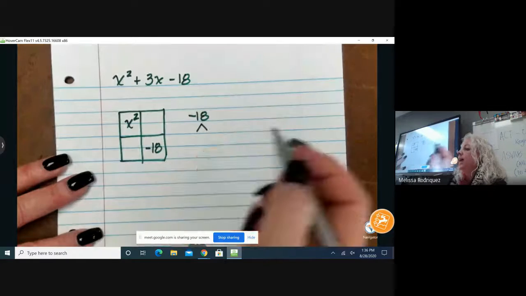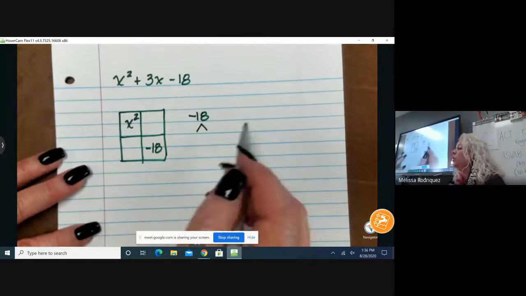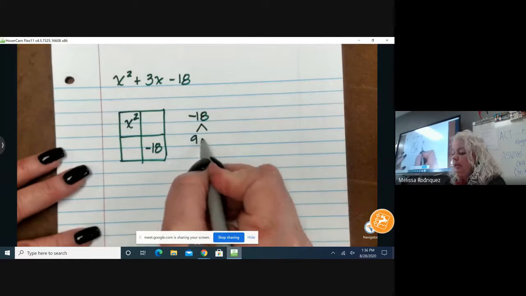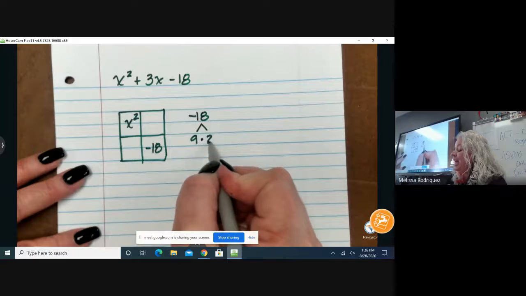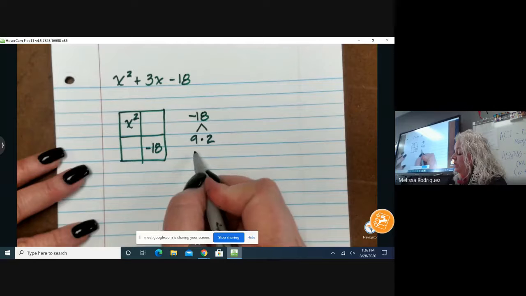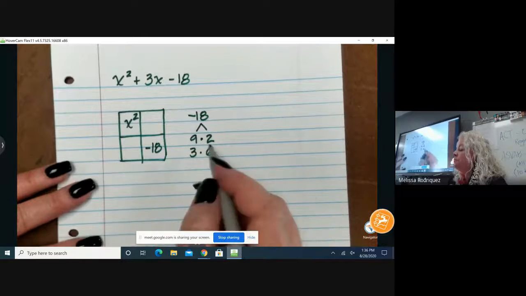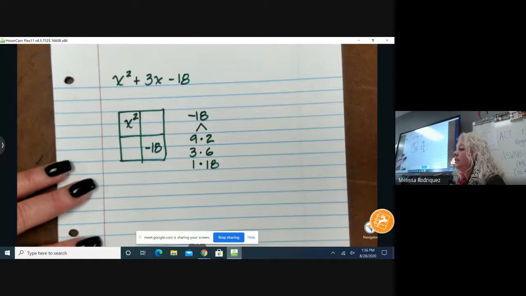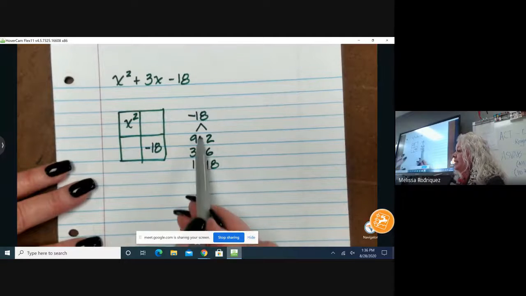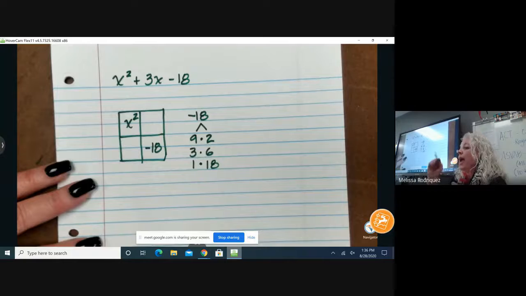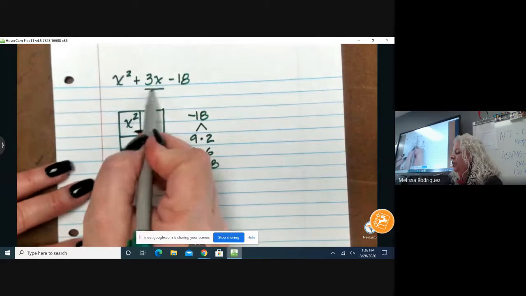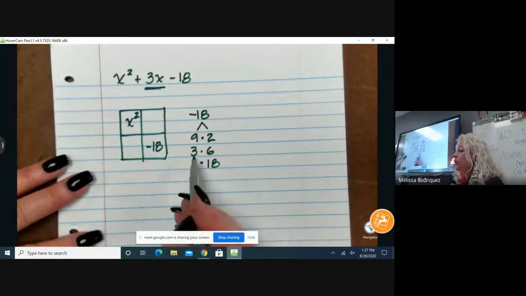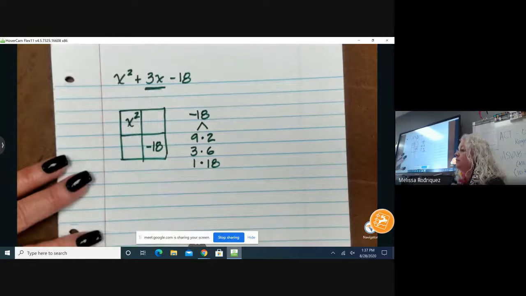Now, list some factors of 18. Don't worry about the negative just yet. What are factors of 18? 9 times 2. What else? 3 times 6. One more. 1 times 18. So far, so good? I need to pick a set of factors that when I either add or subtract them, I get 3. So which 2 will give me 3 when I add or subtract?